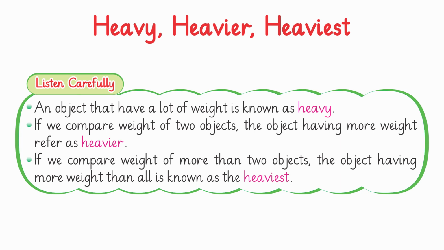Our today's topic is heavy, heavier, heaviest. Listen carefully. An object that has a lot of weight is known as heavy. If we compare the weight of two objects, the object having more weight is referred to as heavier. If we compare the weight of more than two objects, the object having more weight than all is known as heaviest.